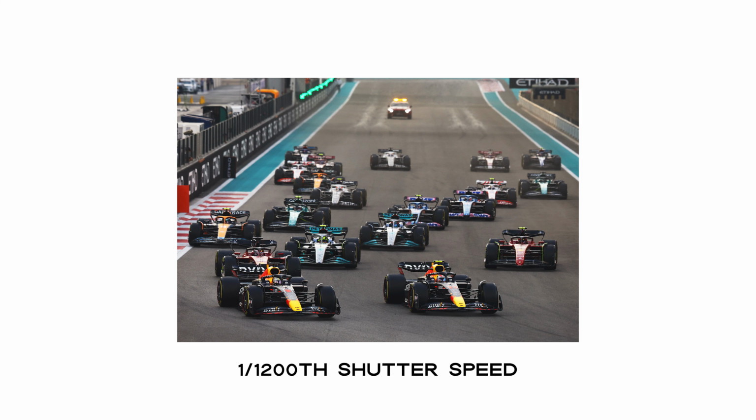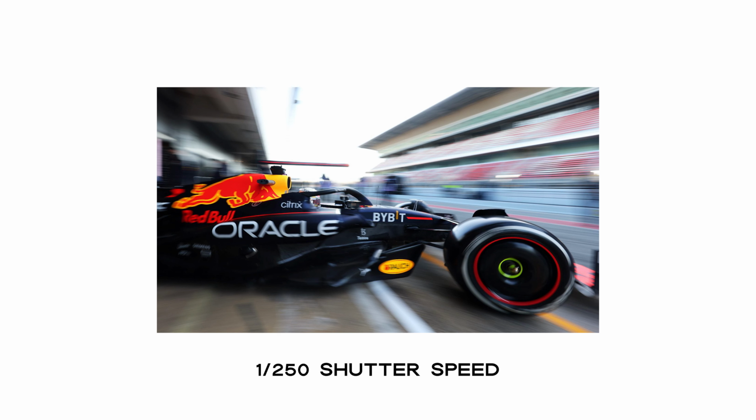So people that photograph Formula 1 events have to have a really fast shutter speed, such as 1/1200. If they were to have a slow shutter speed, such as 1/50, then they would have a blurry image of the car because the car is moving so fast.